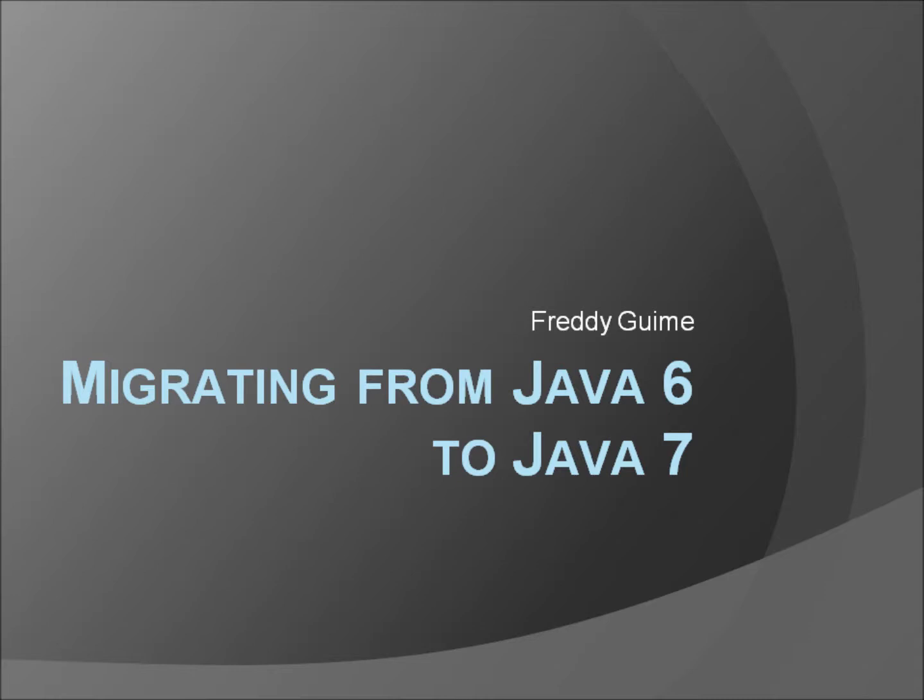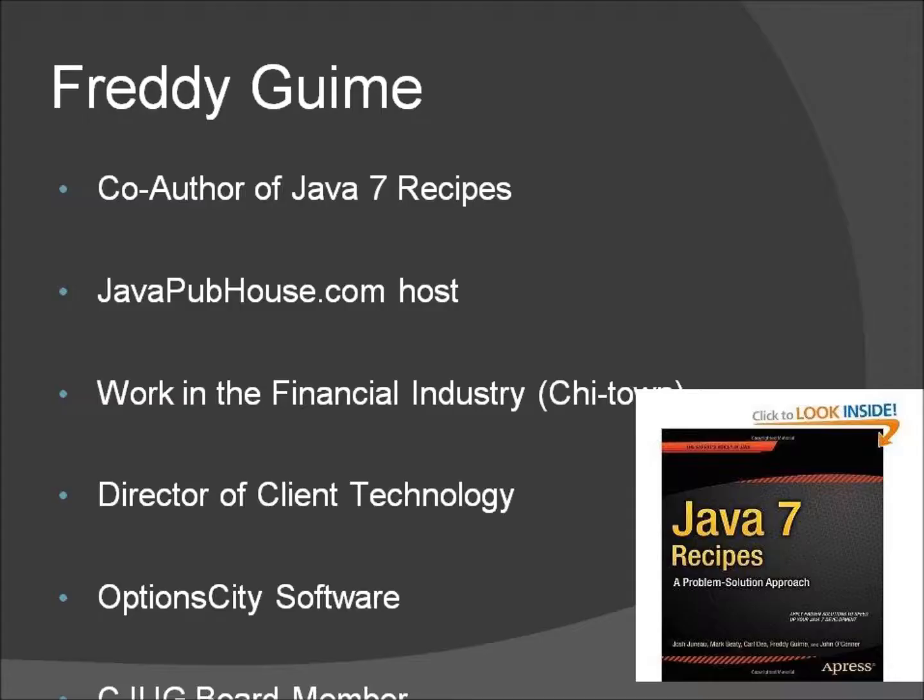Let me first introduce myself. My name's Freddie Gimme. I was a co-author of the Java 7 Recipes book. I don't know if you've ever seen it. It's out there. It tells of the new things about the language, essentially in recipe format. There's a recipe I wrote in there about using multi-threading to solve a very divide and conquer problem.